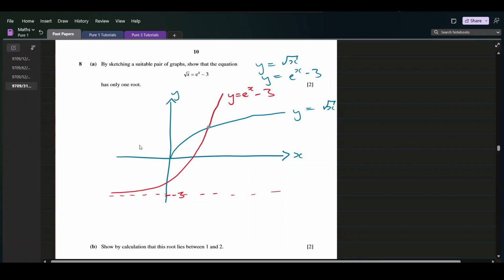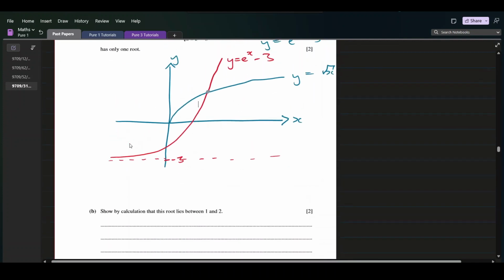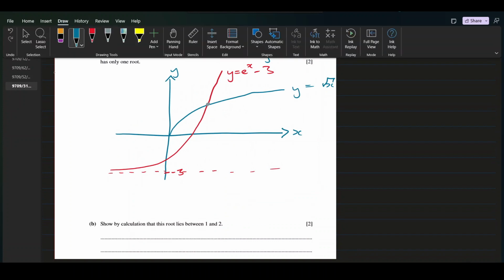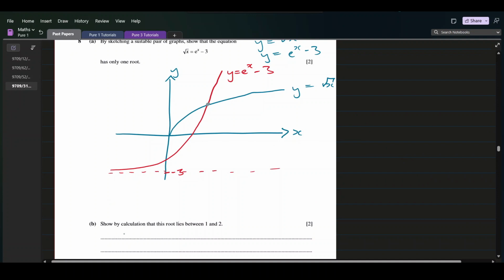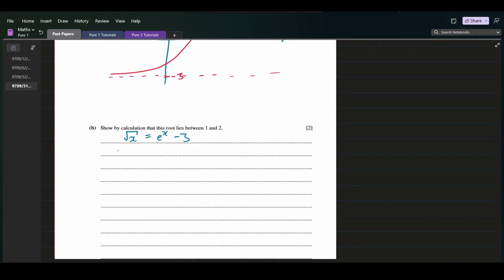Now let's move on to part B. Show by calculation that this root lies between 1 and 2. Okay, so what we can do here is we're going to go back to the equation we've been given. Root x is equal to e to the x minus 3. And let's put all the terms on one side and call this function f of x. So f of x is equal to e to the x minus root x minus 3.